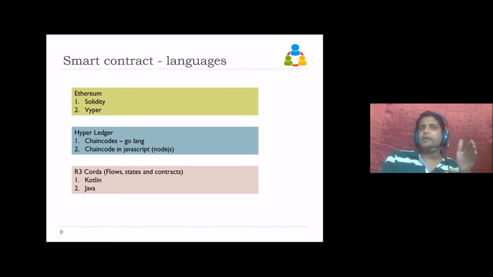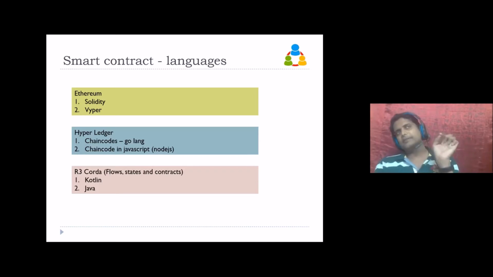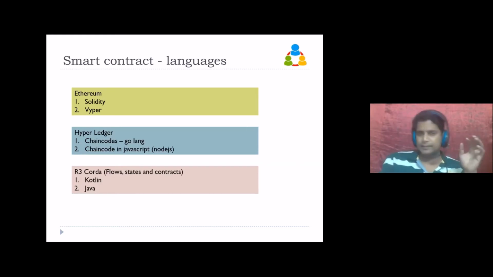And in private blockchain networks, for example Hyperledger, you call smart contracts in Hyperledger chaincodes, and chaincode can be written in Golang or JavaScript. JavaScript is a Node.js program. You can write smart contracts or chaincodes in Hyperledger and then deploy them, write the agreements, write the business conditions, and then create applications.